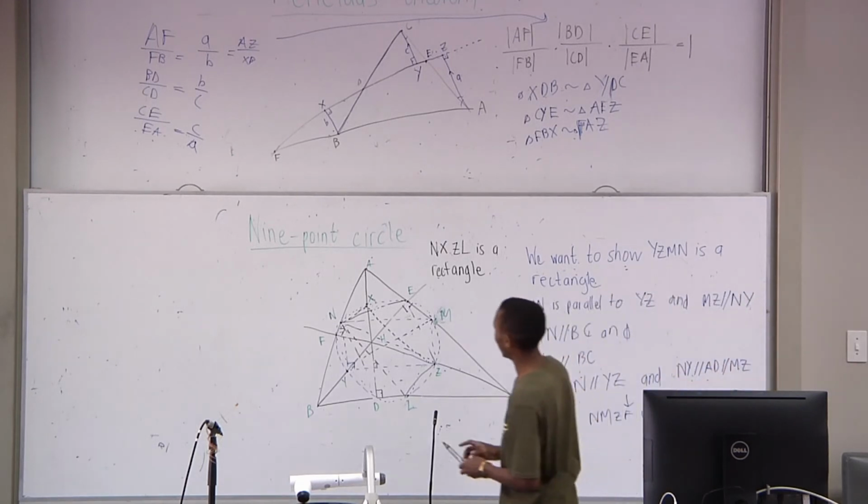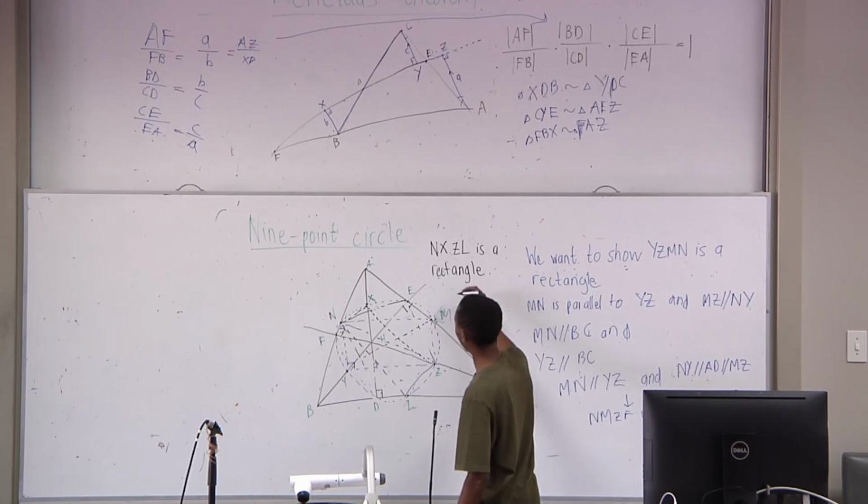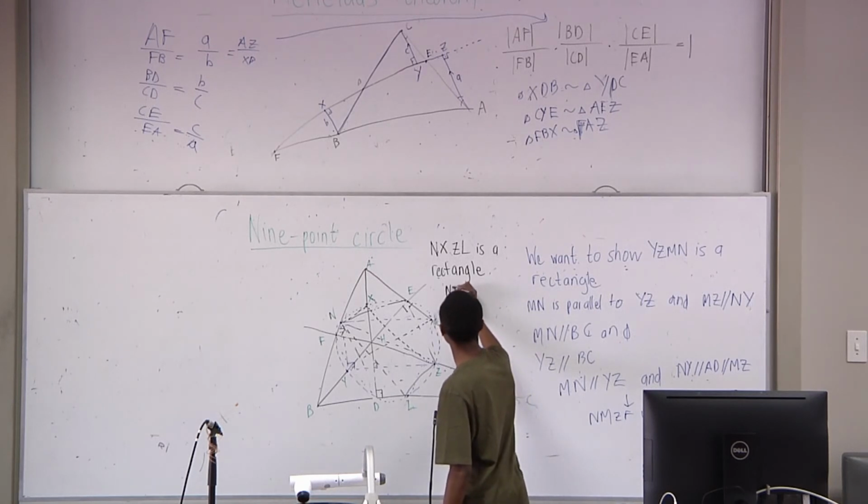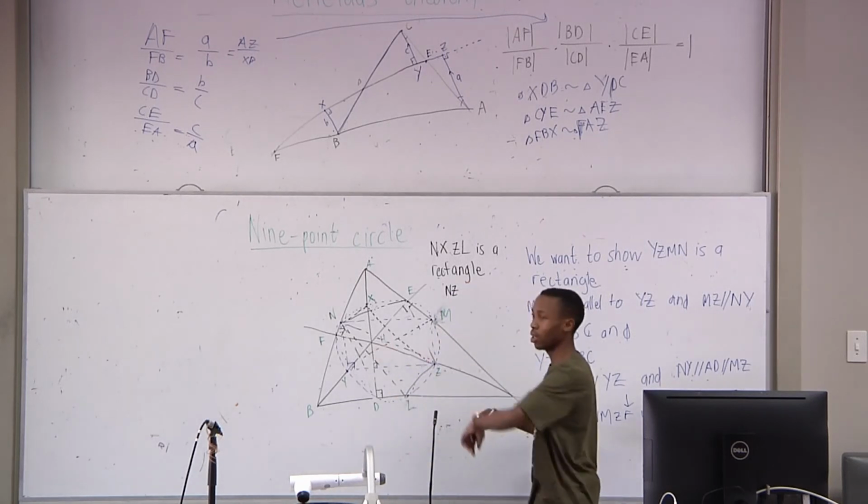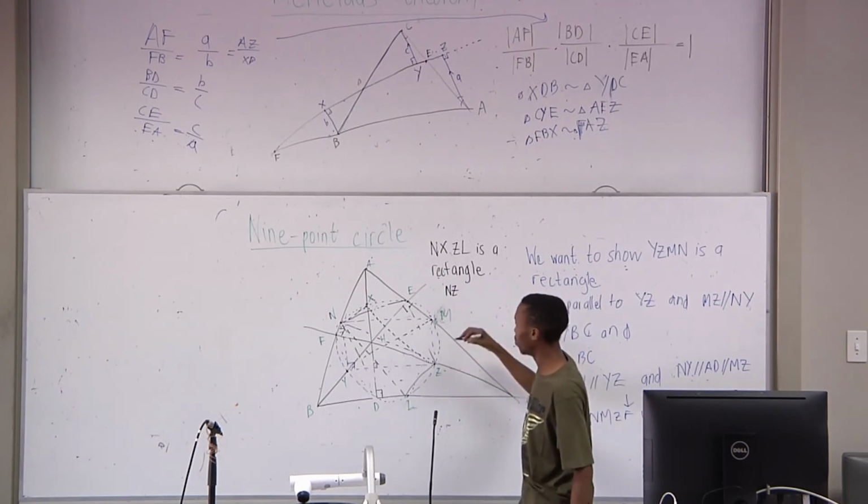Therefore, and actually, NZ is the diameter of the circle through N, X, Z, and L because that's 90 degrees.